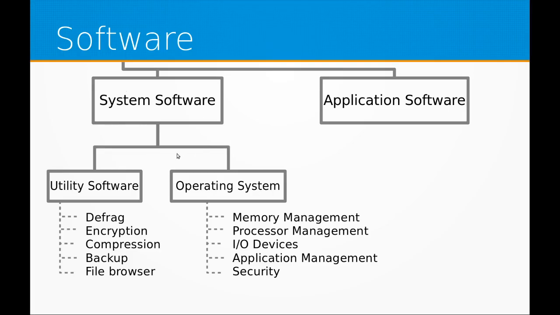System software is again broken down into 2 parts. You've got the operating system, so Windows, Linux, Android, iOS, macOS, all sorts of things. And you've got utility software. Now the utility software is just things to help make your life easier, such as disk defragmentation, if your hard drive is getting clogged, encryption, so you can encrypt files or encrypt things as you're sending them, and compression, so zipping up files.